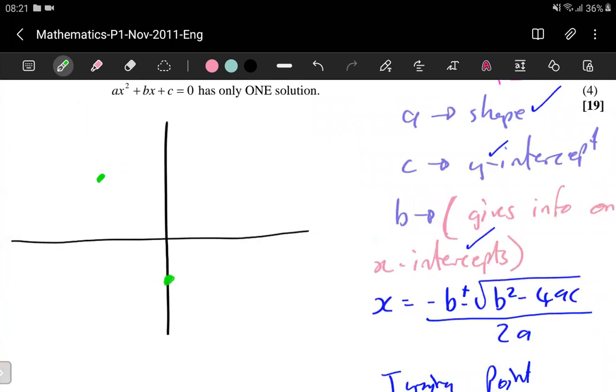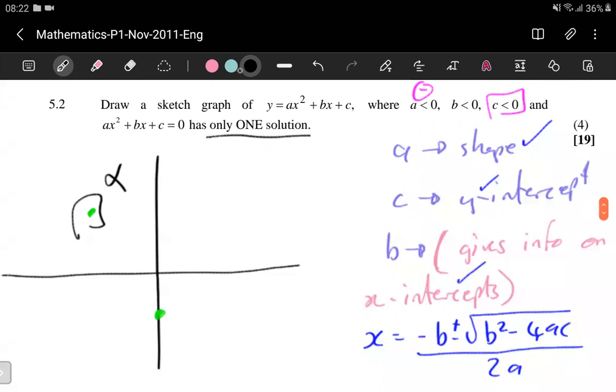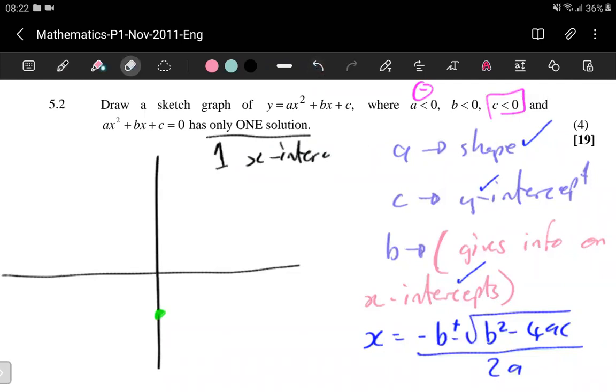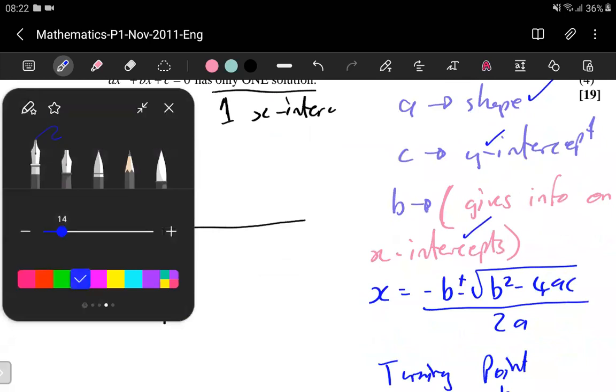Now the issue would be, if this is our turning point, we have to be careful where we put it, because they said it has one solution. If it has one solution, it has one x-intercept, not two. So if it was here, then it would end up having two x-intercepts. So it means the turning point has to be here where the x-axis is. It has to turn there. So our picture automatically just has to look like this.